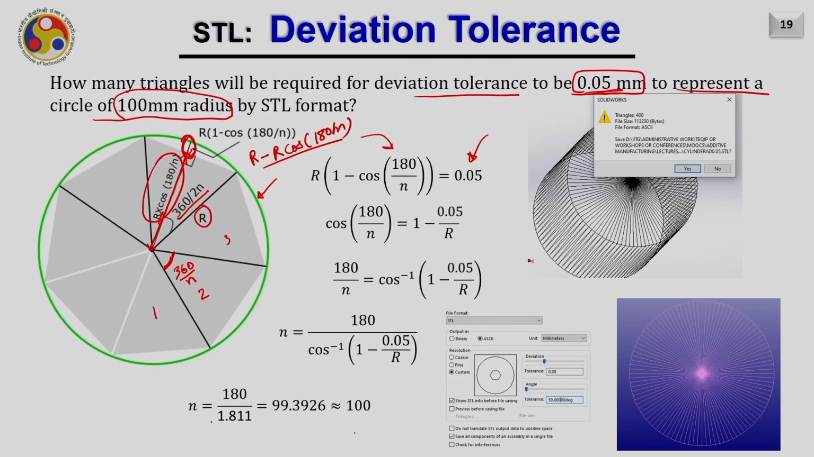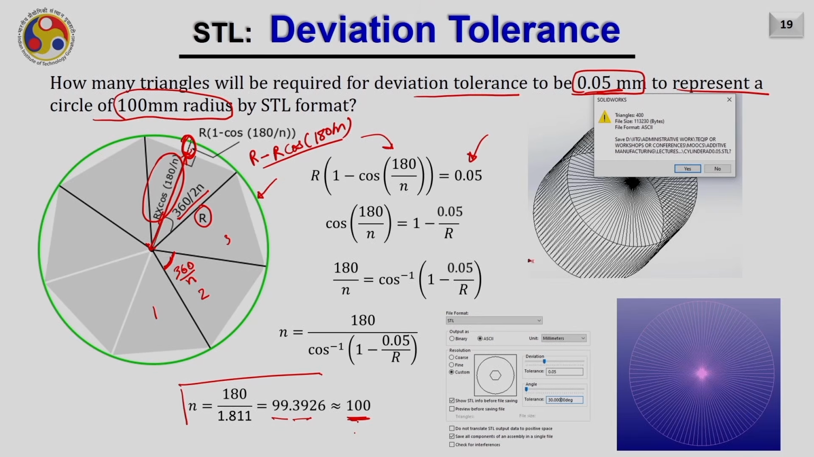After solving it, we will find that the value of n comes around 99.39, which is to be considered approximately equal to 100 triangles. So, n is equal to 100. That means 100 triangles will be required to represent the surface of this particular circle.